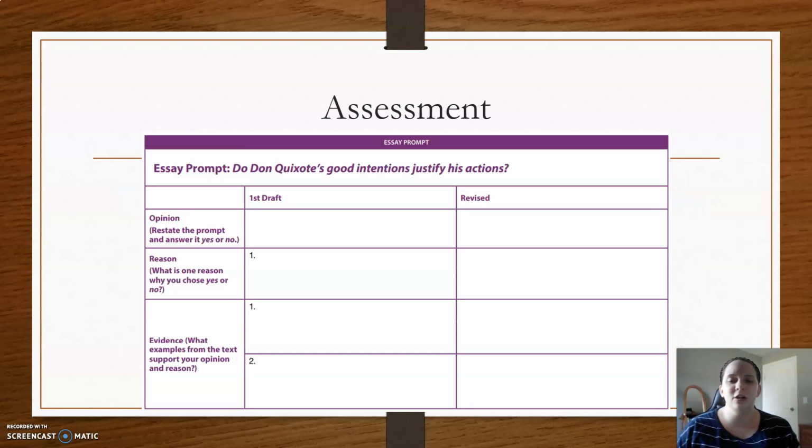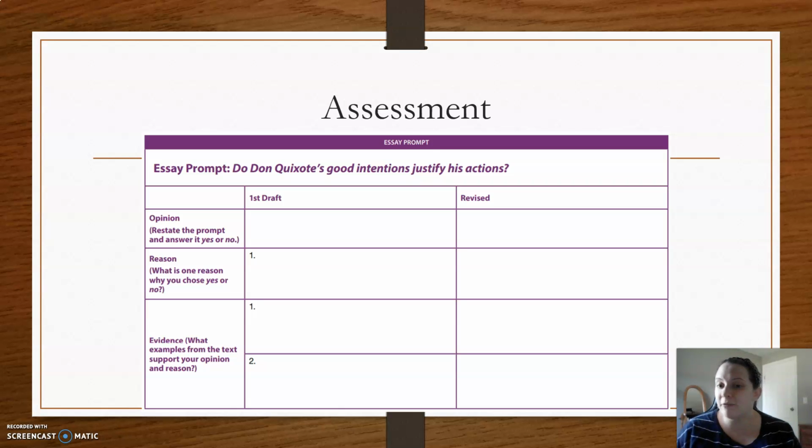For your assessment today, you're going to complete something similar to this. It might not look exactly like this, but what you're going to be doing is writing your opinion. You're going to restate the prompt and answer yes or no. Remember the prompt: do Don Quixote's good intentions justify his actions? Your opinion would be, Don Quixote's good intentions do justify his actions, or Don Quixote's good intentions do not justify his actions. Then you're going to give your reason. What is one reason why you chose yes? Why did you choose no? Then you're going to give 2 examples from the text to support your reason.